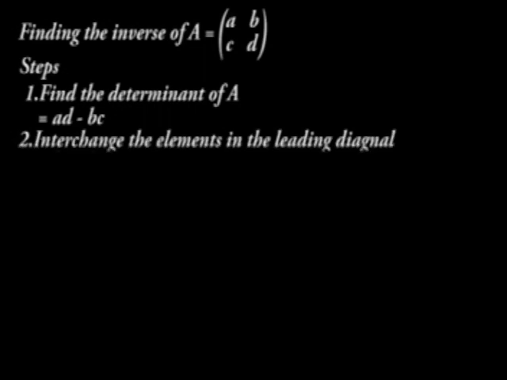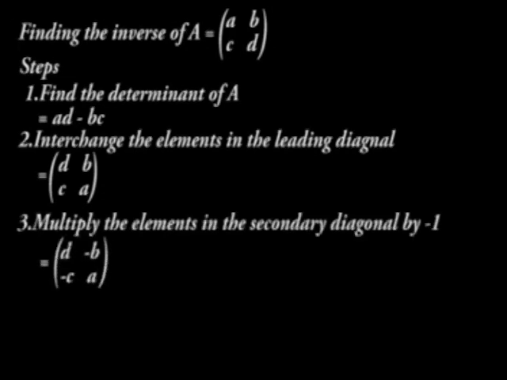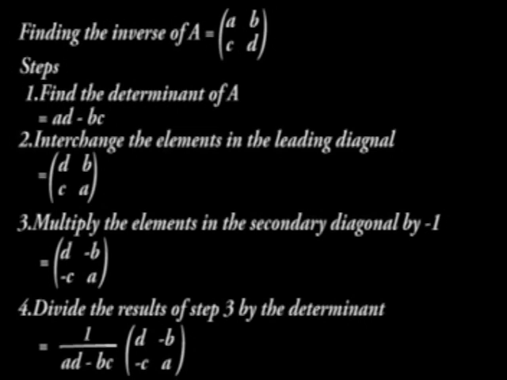Step number 2, interchange the elements in the leading diagonal and we have the matrix D, B, C, A. The third step, multiply the elements in the secondary diagonal by -1 and we'll end up with the matrix D, minus B, minus C, A. Divide the result of step 3 by the determinant and we'll end up with 1 over AD minus BC times D, minus B, minus C, A.